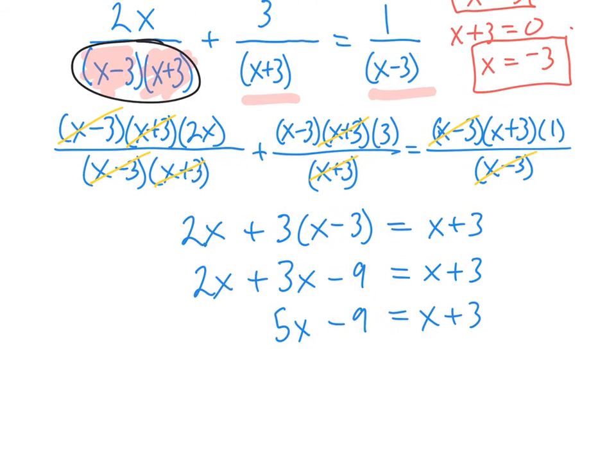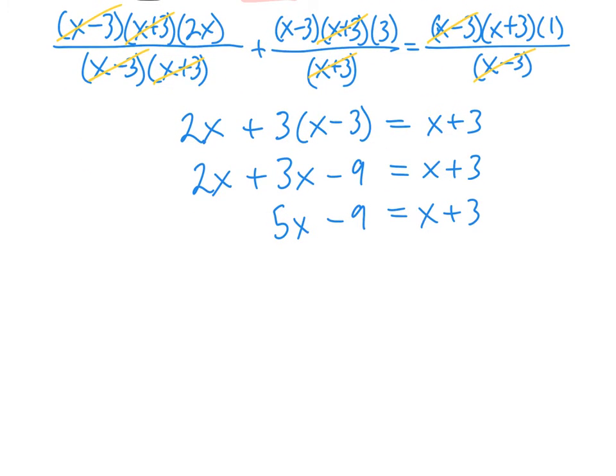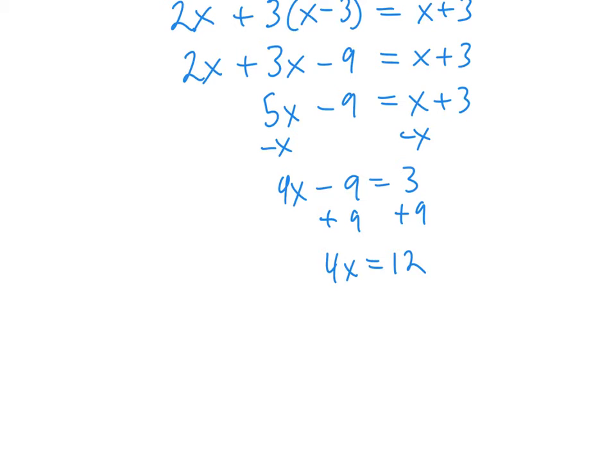I'd like to get my variables on the left, so I'm going to subtract x from both sides. I get 4x minus 9 equals 3. Add 9 to both sides, and I'm going to get 4x equals 12. Continuing on, I can divide by 4. Divide by 4, I get x equals 3.